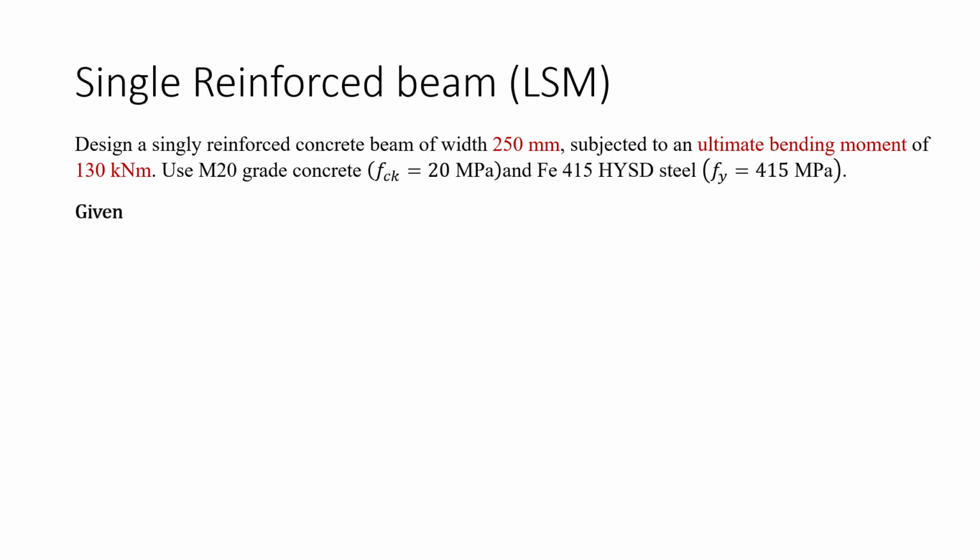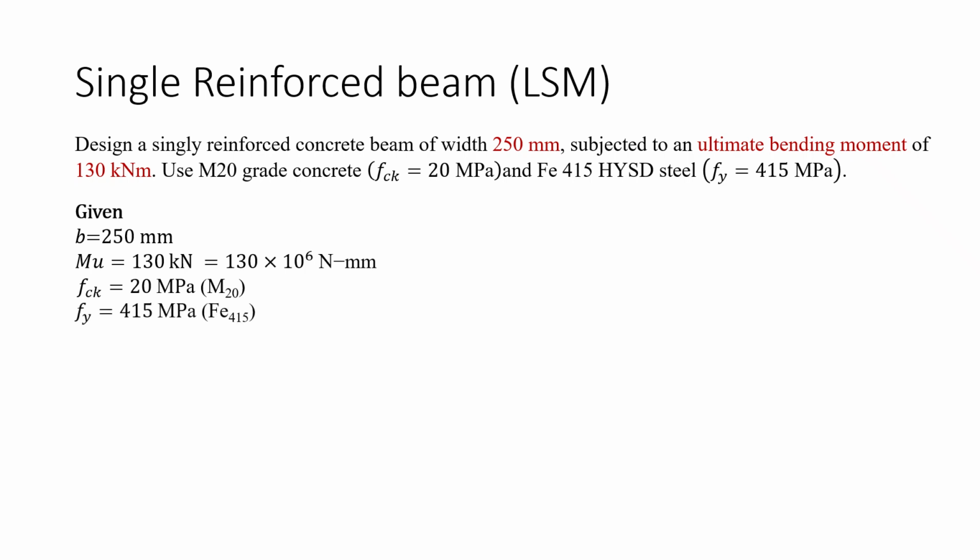So first let us see what is given. They have given the width of the beam, that is B equals 250 mm. They have given the ultimate bending moment, which is 130 kilonewton meter. We need to convert it into Newton mm, which is 130 into 10 to the power 6 Newton mm. They have given fck, that is 20 MPa, and fy as 415 MPa.